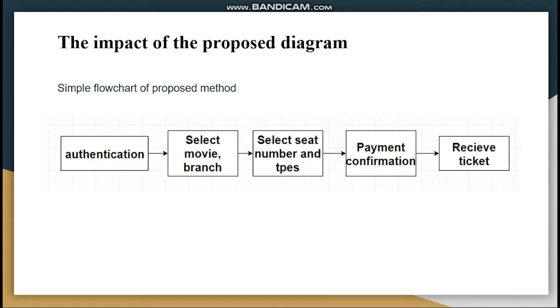Okay, for the impact, this is a simple flowchart of the proposed method. The first step is authentication, then it goes to selecting the movie branch, then we select the seat number and types, payment confirmation, and receive the ticket.